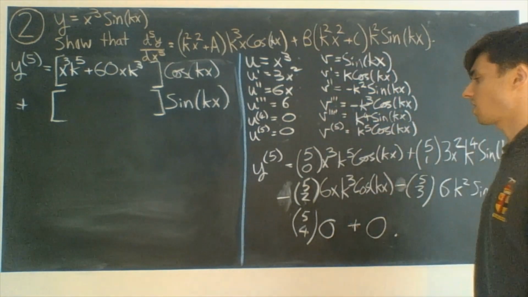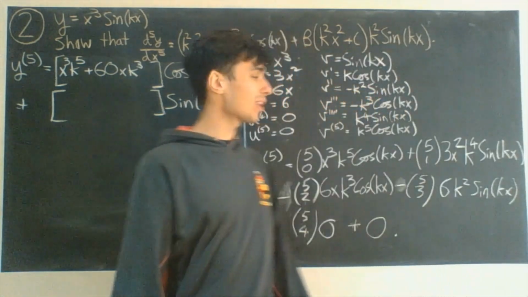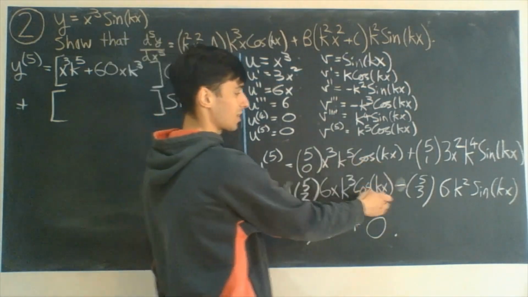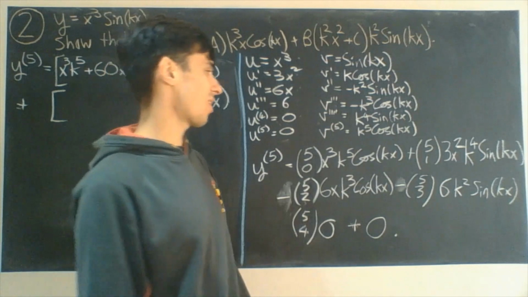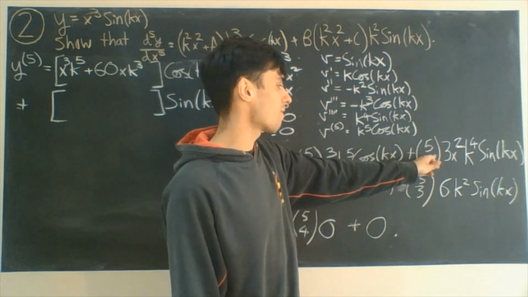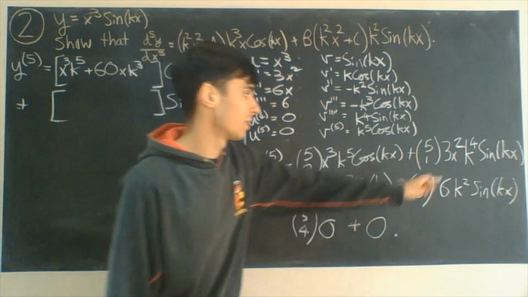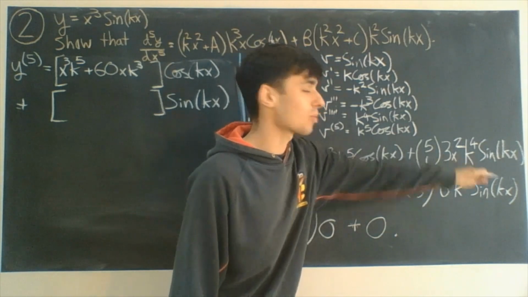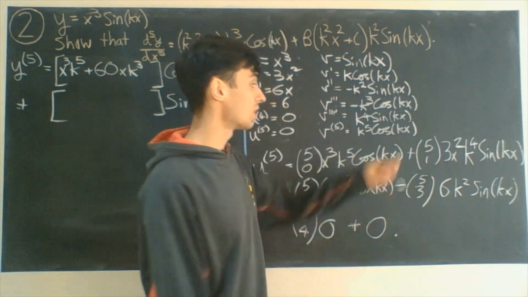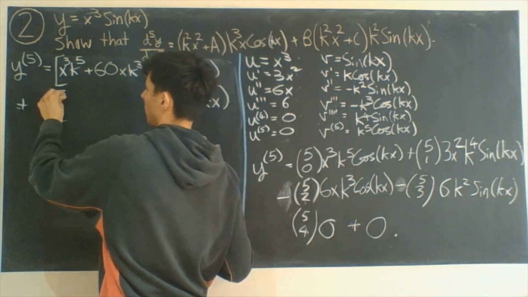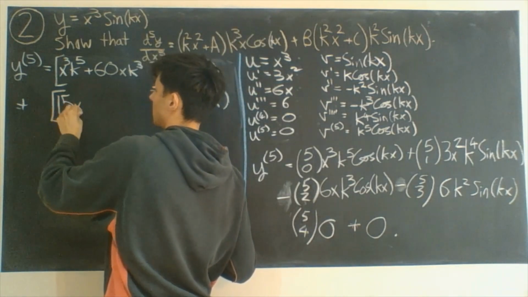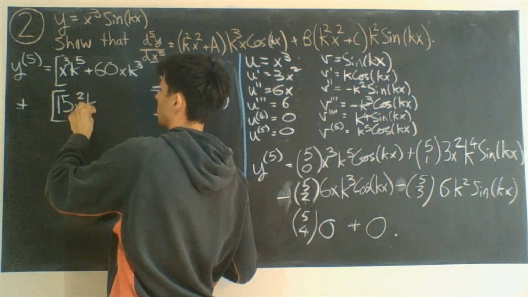Let's have a look at our sine kx terms. And nicely, actually, the coses have both lined up and the sines have both lined up. So we can see for our sine kx terms, we've got 5 choose 1, which is 5 times 3x squared k to the power of 4. So we've got 15x squared k to the power of 4. Let's write that in. 15x squared k to the power of 4.